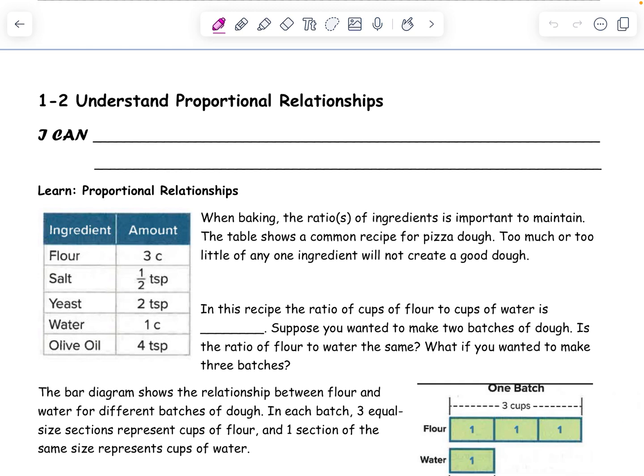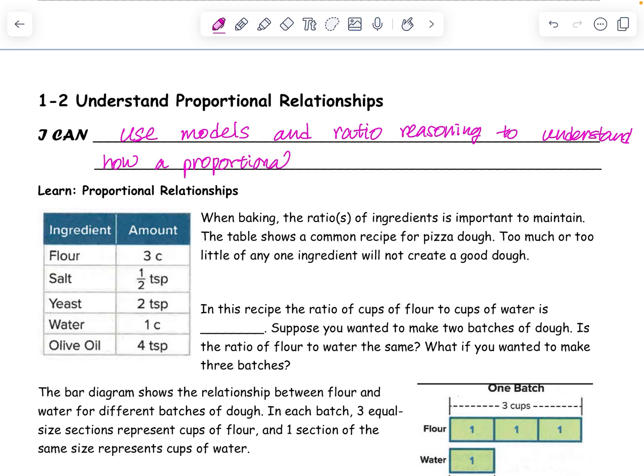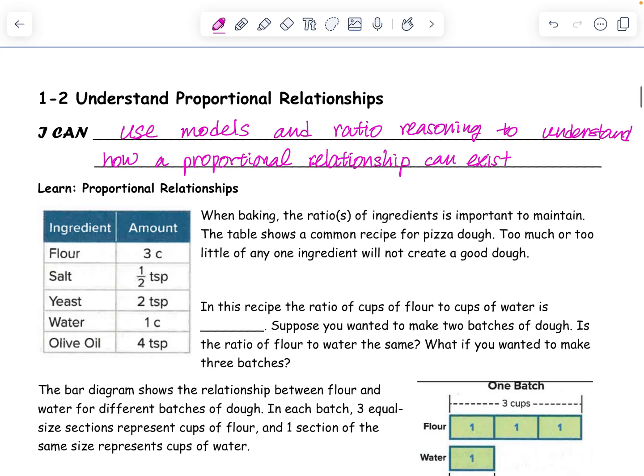Okay, now take notes. You can use models and ratio reasoning to understand how a proportional relationship can exist between quantities.